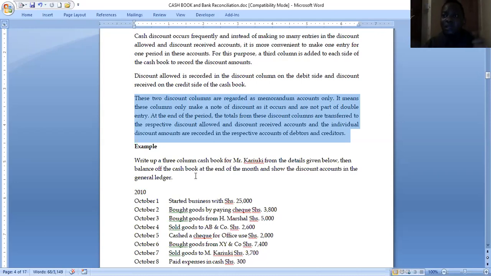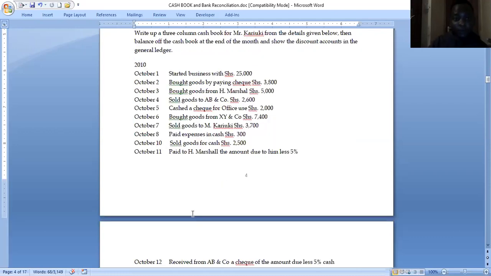So these discount columns are regarded as memorandum columns only. So you do not balance them off in the cash book. They are merely for recording the discounts as they occur. And then in the end, we transfer the total of these discount columns to the respective discount accounts, that is, the discount allowed and the discount received. We shall see that in the following example.